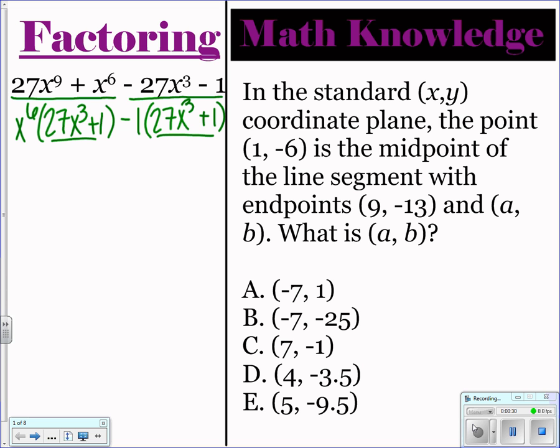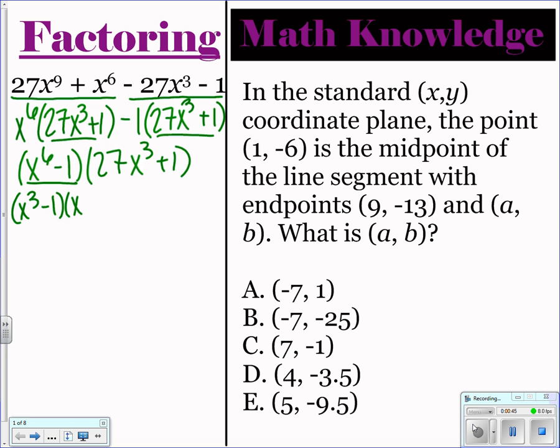Since these are the same, we can set it up as x to the 6th minus 1 times 27x cubed plus 1. Both of these can be factored further. This one can be factored as x cubed minus 1 times x cubed plus 1. And then I'm going to write the 27x cubed plus 1. And now each of those three can be factored as a sum or difference of cubes.